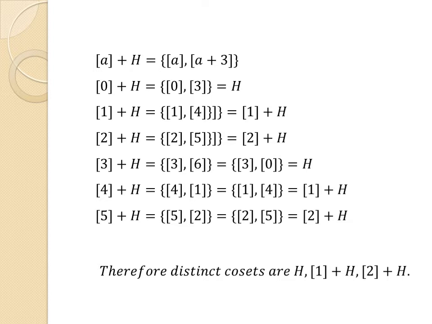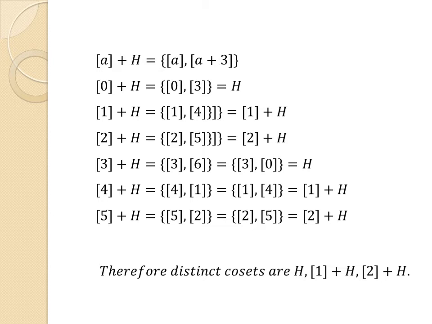And finally 5. 5 plus H gives the result 5 comma 2. We can rearrange this as 2 comma 5. When I am adding 2 with H, I will get this 2 comma 5, right? So this gives 2 plus H.